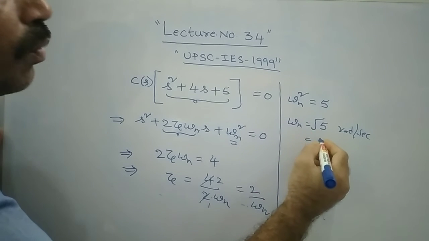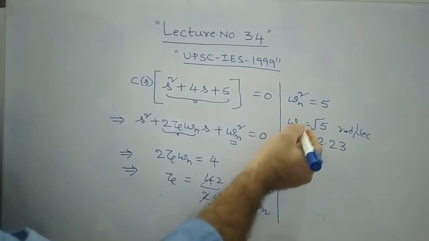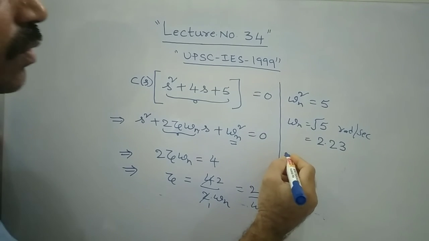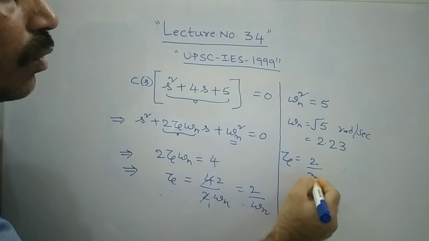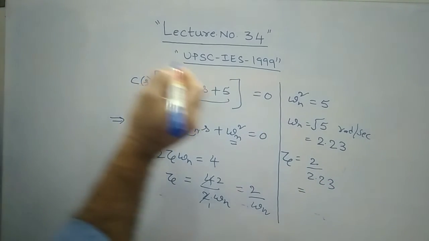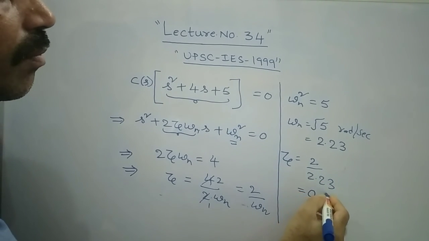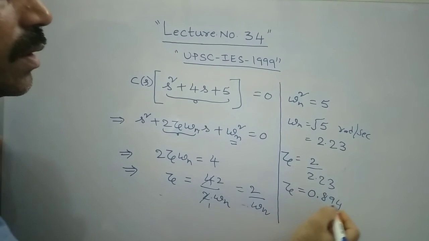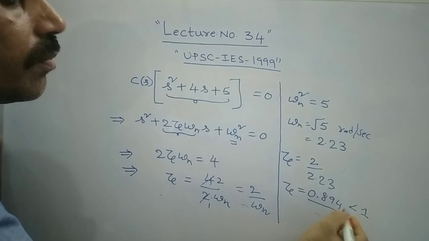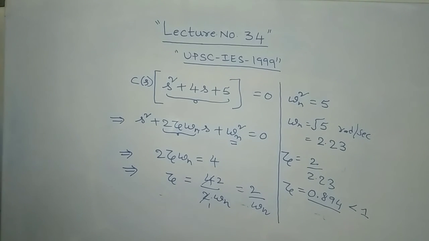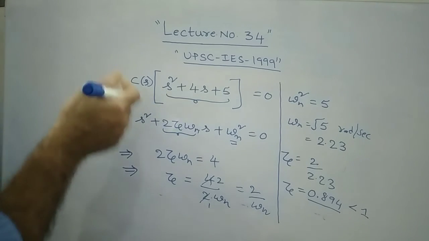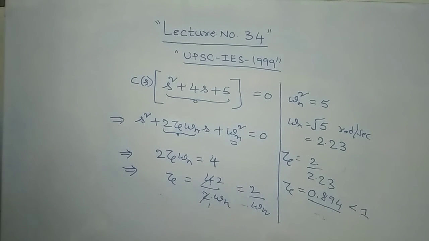Root 5 is approximately 2.23. Substituting this omega n value, zeta is equal to 2 by 2.23, which is 0.894. This zeta value is less than 1, so the system comes under the underdamped category. From the options given, underdamped is the second option. That is why the given response belongs to an underdamped system.